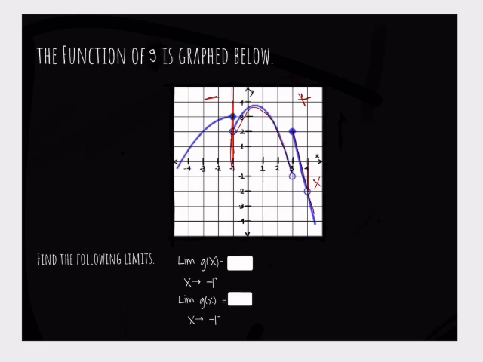So if it lands on -1, we must check the x-axis. On the x-axis, we see that it lands on 2. So the limit of g(x) as x approaches -1 from the right would be 2.